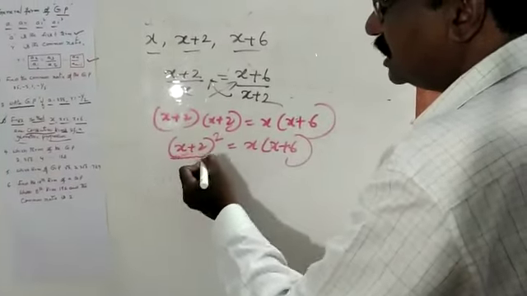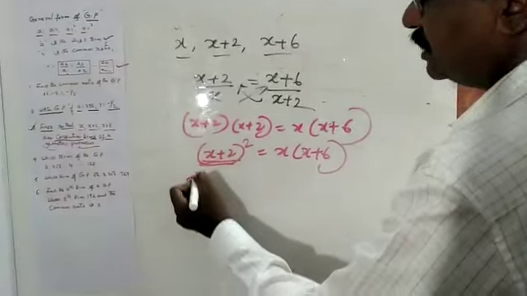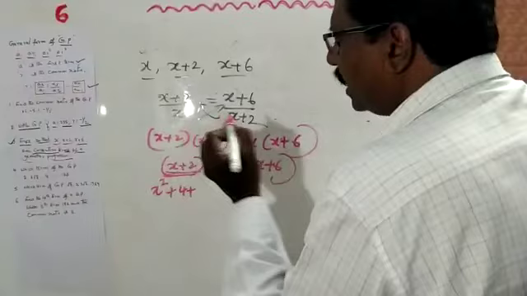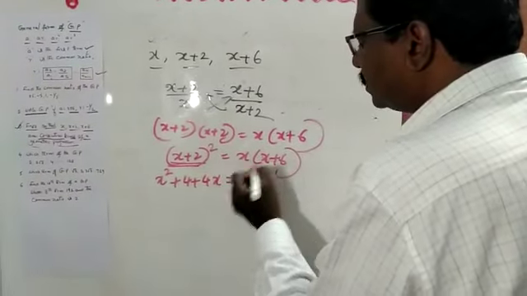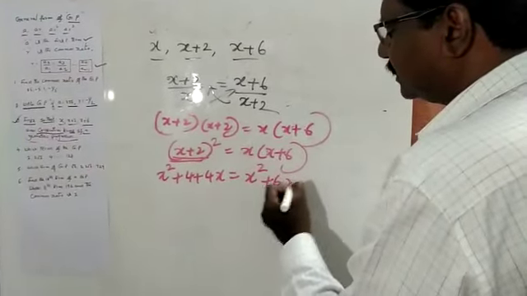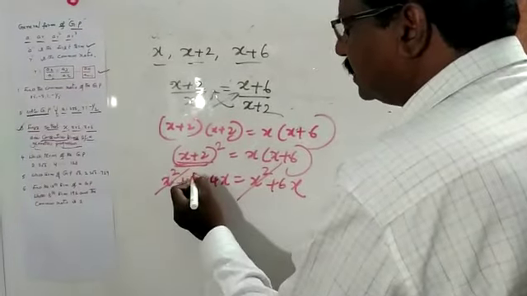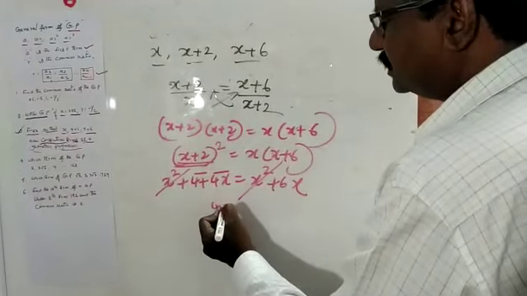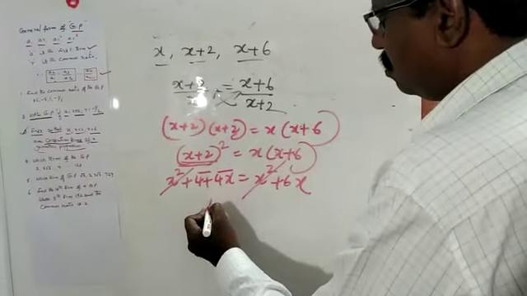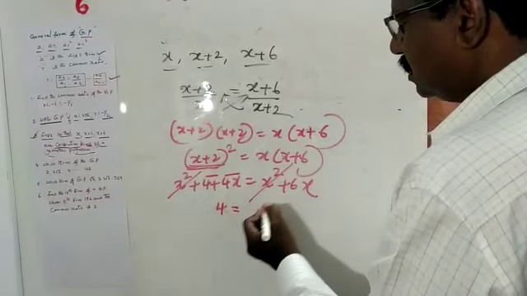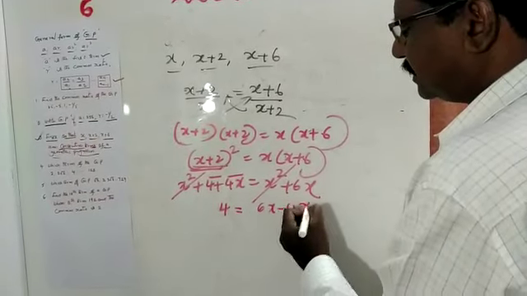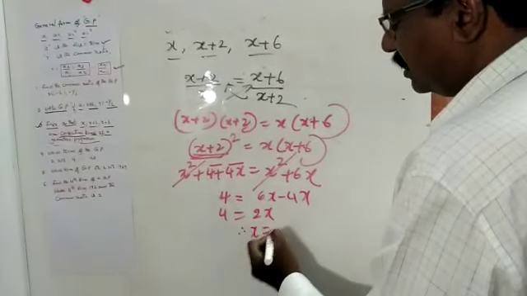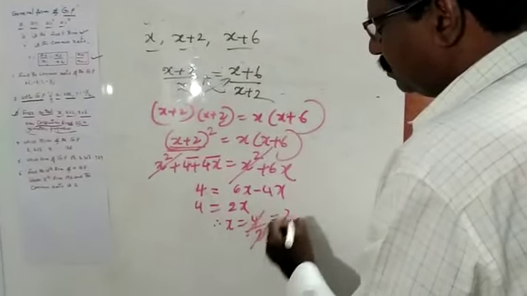You have to expand it using a plus b whole square. a square means x square, plus b square means 2 square, which is 4, plus 2ab, which is 2x into 2, 4x. This is equal to x square plus 6x. Both sides have the same value, x square, so it cancels. Take 4x to this side: 4 is equal to 6x minus 4x, which means 2x. Therefore x is equal to 4 by 2, which is equal to 2.